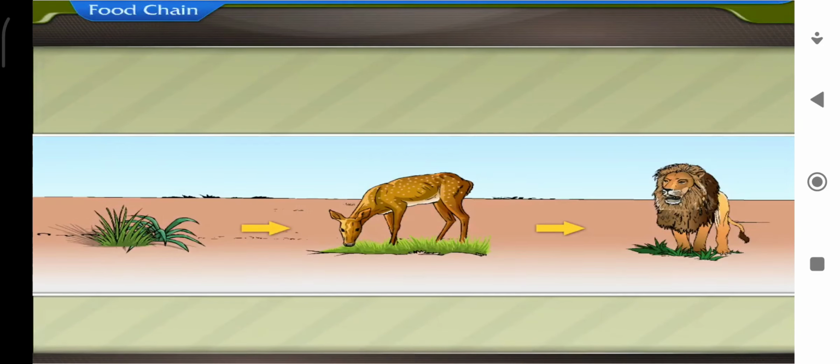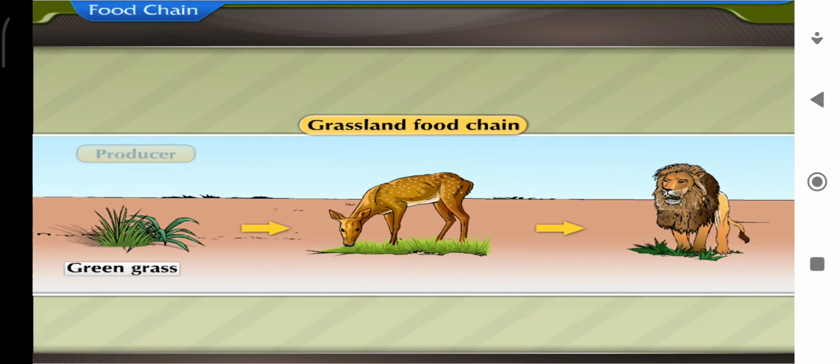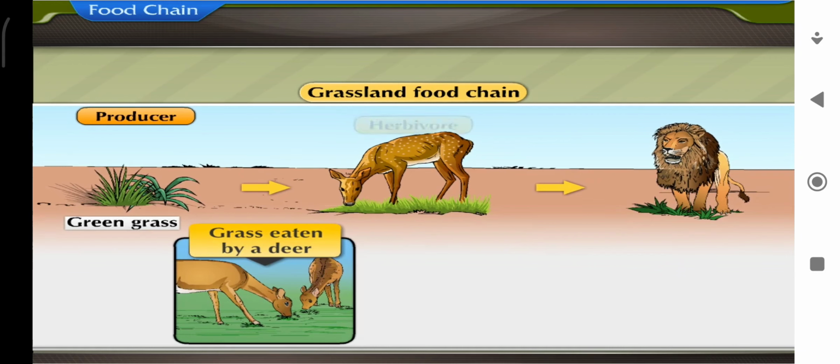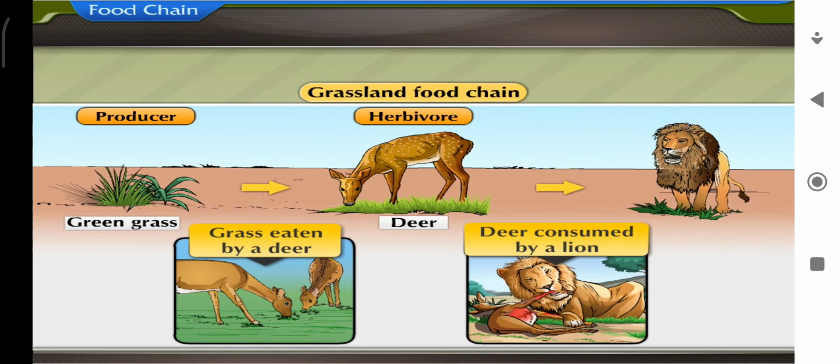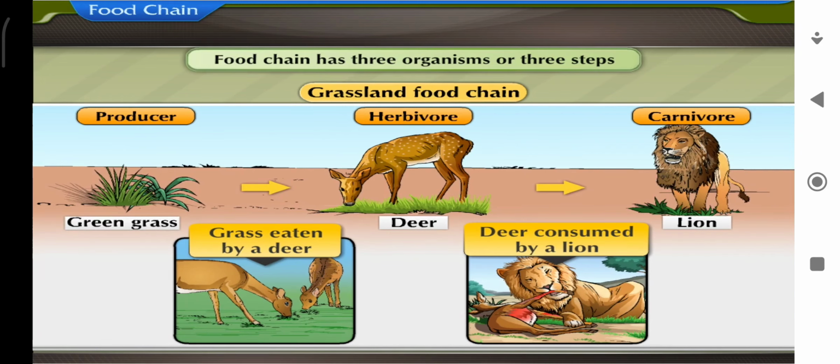Let us consider a simple grassland food chain. In a grassland, the food chain begins with green grass, which acts as the producer. The grass is eaten by a herbivore like a deer. The deer, in turn, is consumed by a lion, which is a carnivore. This food chain has 3 organisms or 3 steps. Grass, eaten by the deer, which in turn is eaten by the lion.